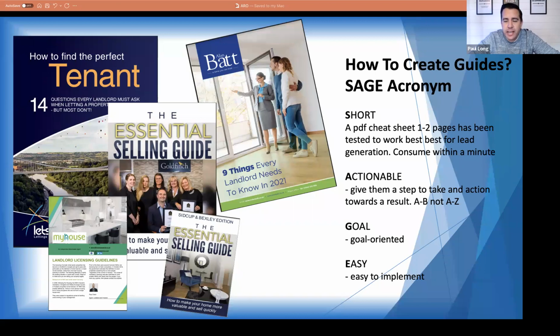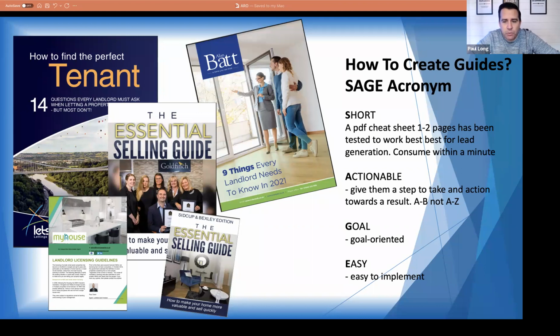So the good news is your cheat sheet or PDF or checklist only needs to be a couple of pages long. It's been tested that short checklists and PDFs work much better. People now want snackable content. They don't want to be downloading a 30-page document because they won't find time to read it. They want to consume it within a few minutes. So bear that in mind.